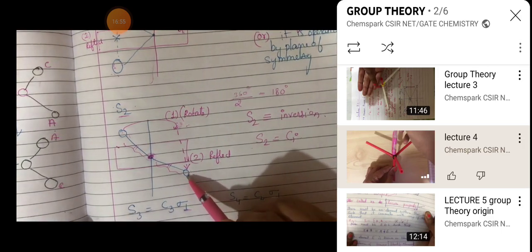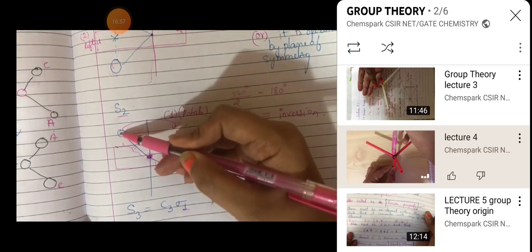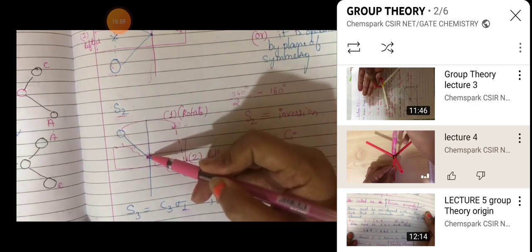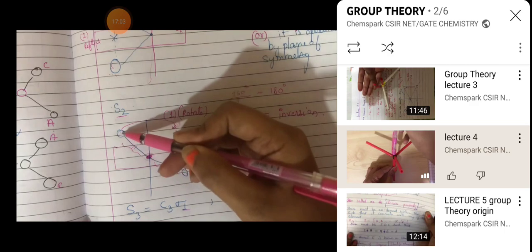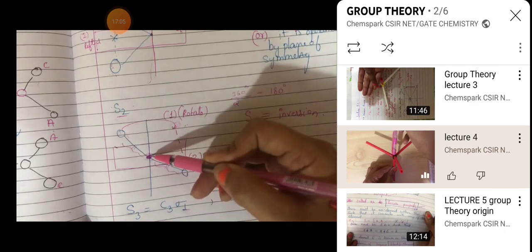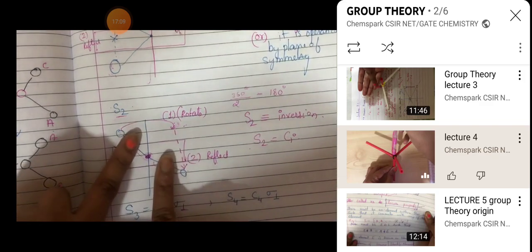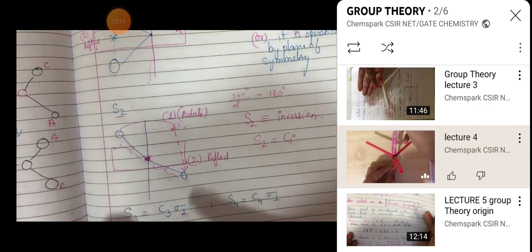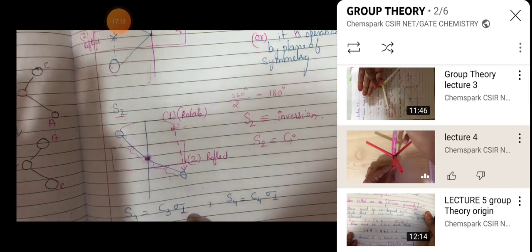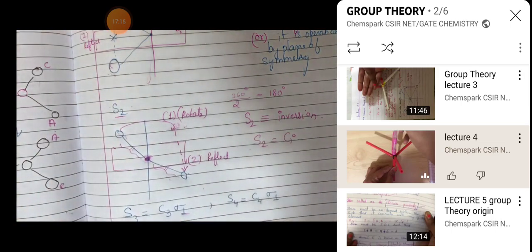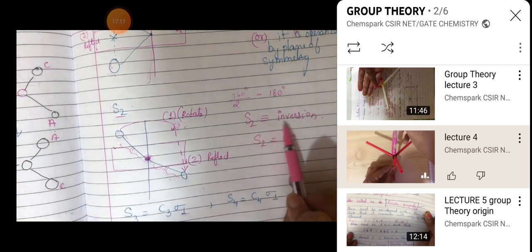Now if I see this molecule which was initially at this position, what I find is that this is the center of origin, where from this point to this atom the distance is the same, and from this point to that atom the distance is the same. That means these two distances are the same. This indicates the recent symmetry which we have learned, that is center of inversion. So S2 is nothing but inversion, or S2 is equal to Ci.